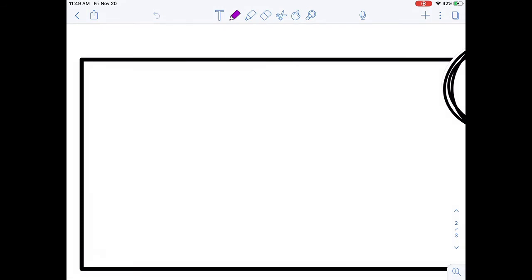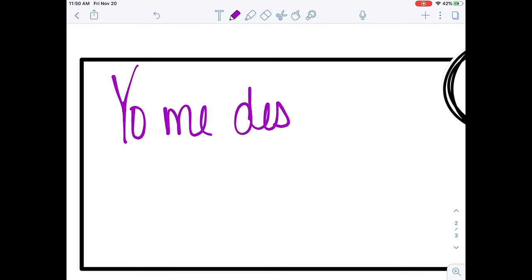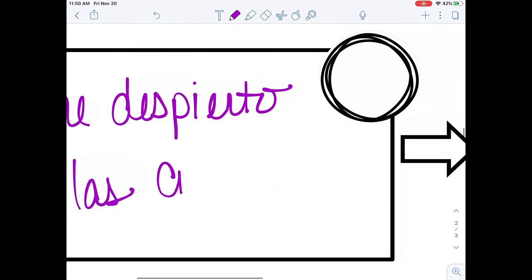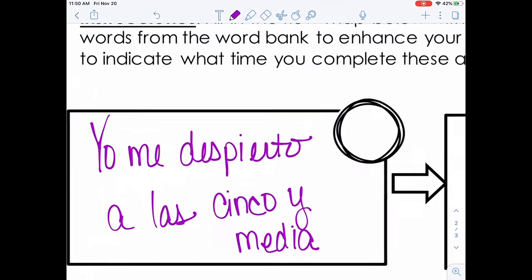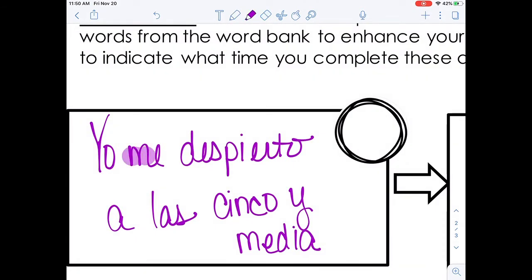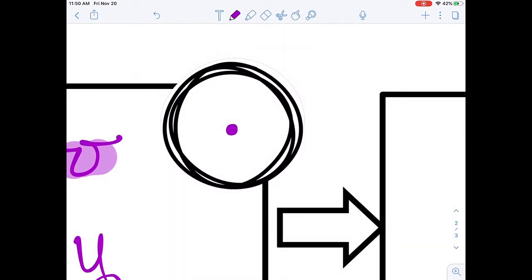So if I wanted to say, I wake up at 5:30, I would say, yo me despierto a las 5:30. I wake up at 5:30. That's what that says. Remember here, I'm using the reflexive pronoun that goes with myself, and I conjugate my verb according to myself in the yo form. Okay? And then here we make a little clock. So let's see. There's our 12, 3, 6. So the little hand would be like here, and the big hand would be like right here for the time that I get up.